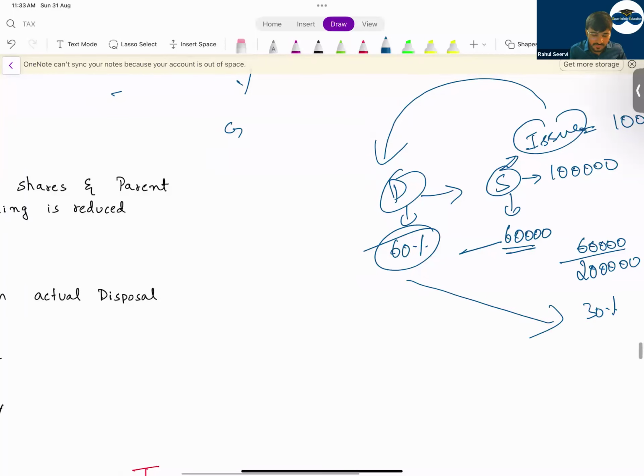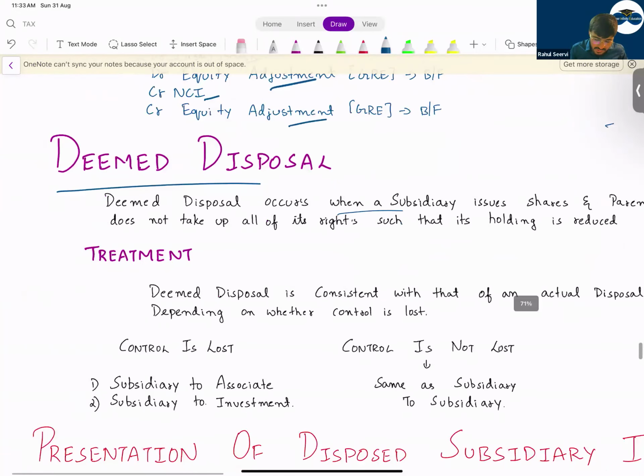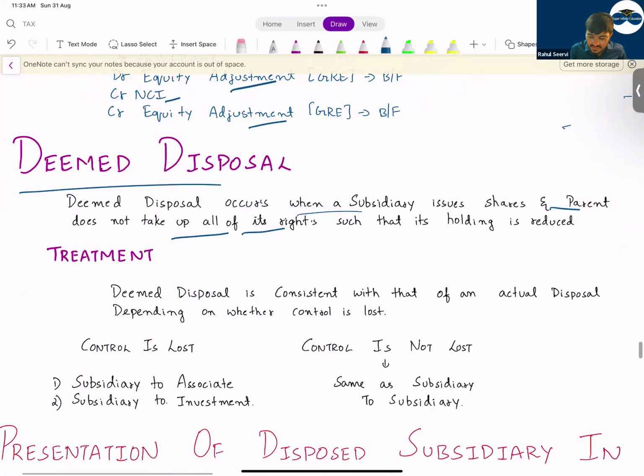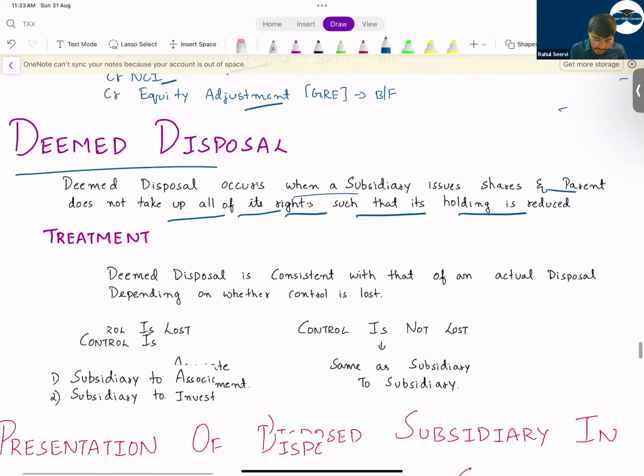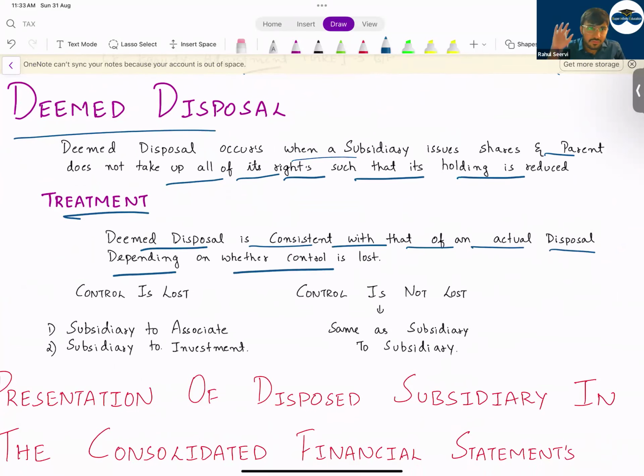This is deemed disposal. Deemed disposal occurs when a subsidiary issues shares and the parent does not take up all its rights such that its holding is reduced. Treatment: deemed disposal is consistent with that of an actual disposal depending on whether control is lost. Whatever we have done above, same thing only. Nothing different. Copy, paste, same. I hope everyone understood the deemed disposal concept. That is the reason it is not tested, because it's the same as your step disposal.